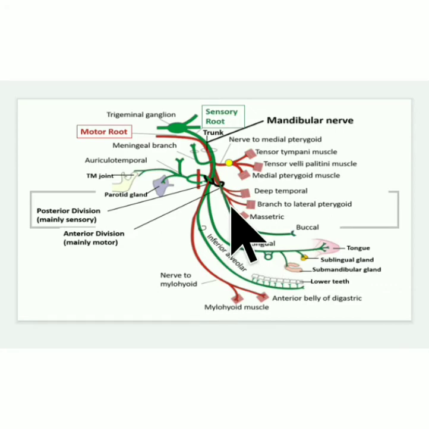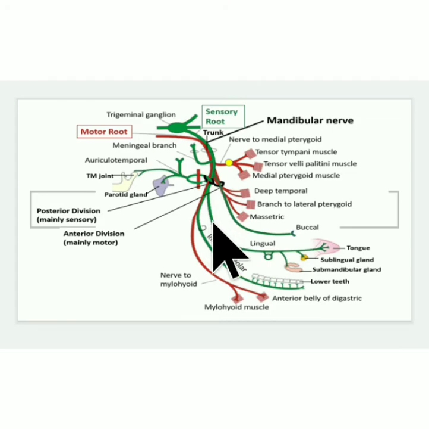The next branch of the posterior division is the lingual nerve. It is one of the two terminal branches of the posterior division of the mandibular nerve, and it is a sensory nerve. It is sensory to the anterior two-thirds of the tongue and also to the floor of the mouth.